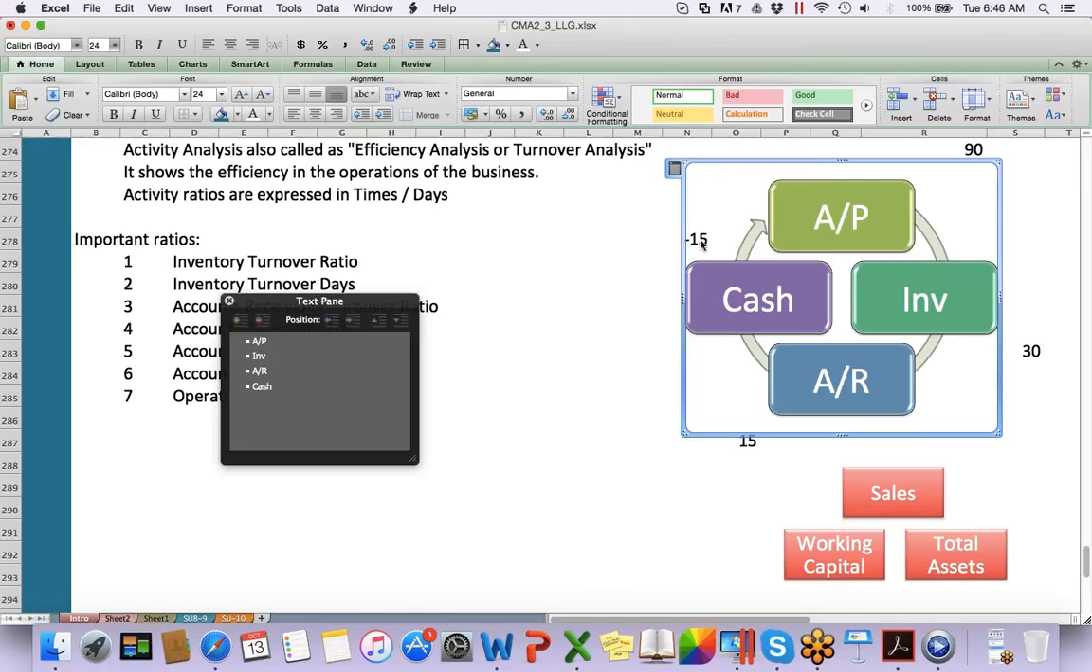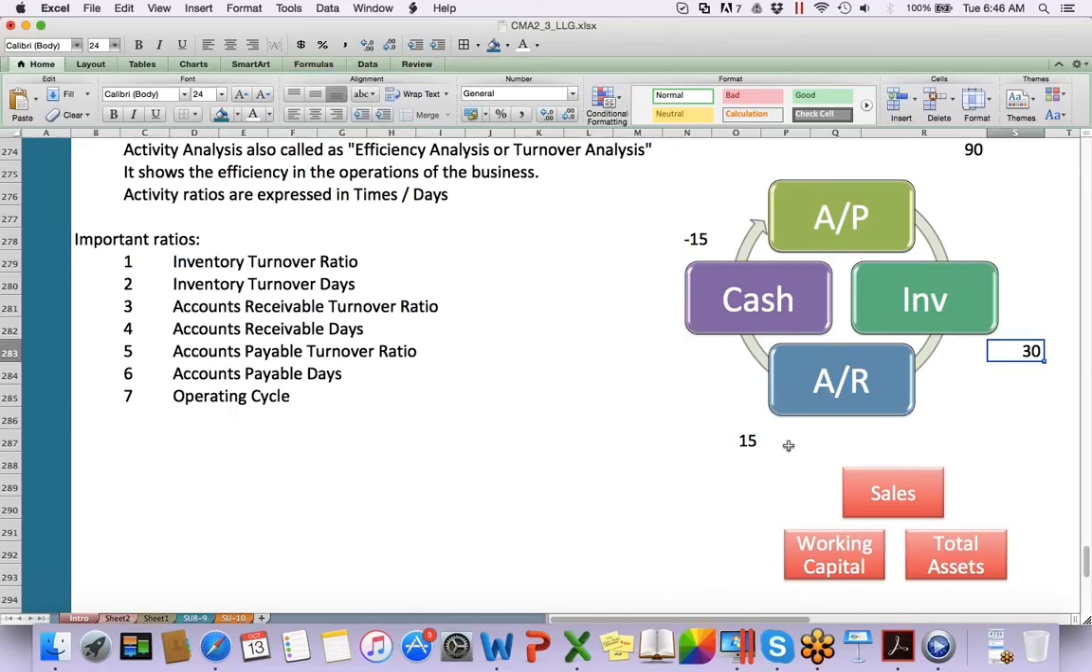Like here I said 30 days, 15 days, it is going to be 45 days. But the supplier is giving you 90 days. You will have minus 45 days. Minus means you have cash in advance, before the supplier invoice becomes due, your money is there with you.